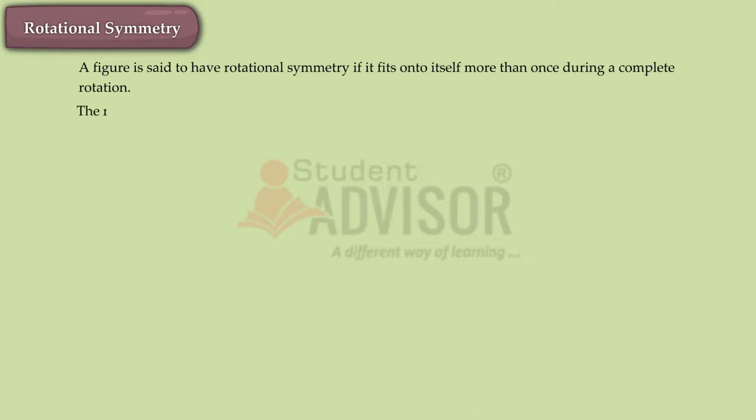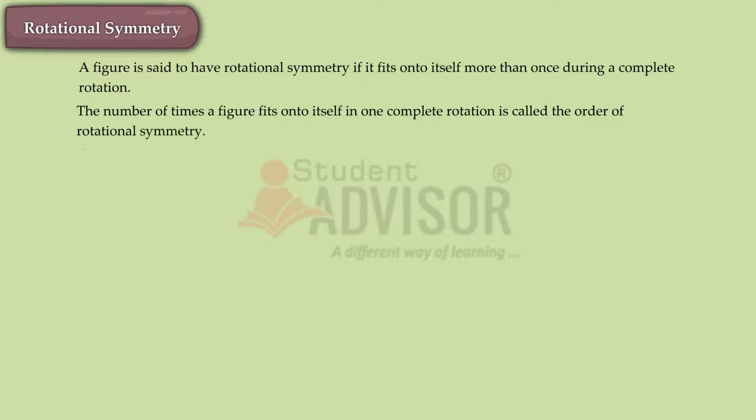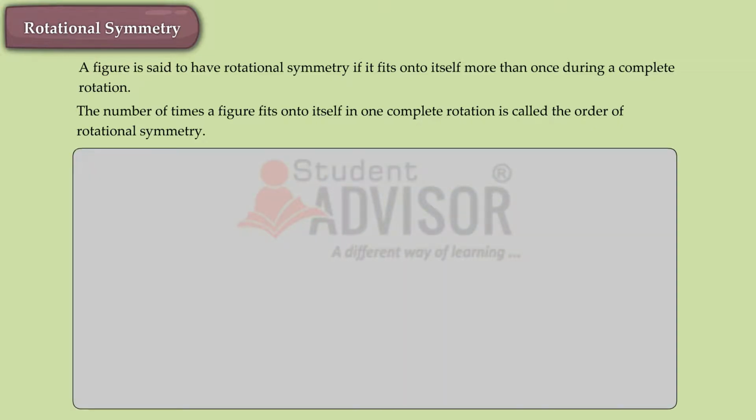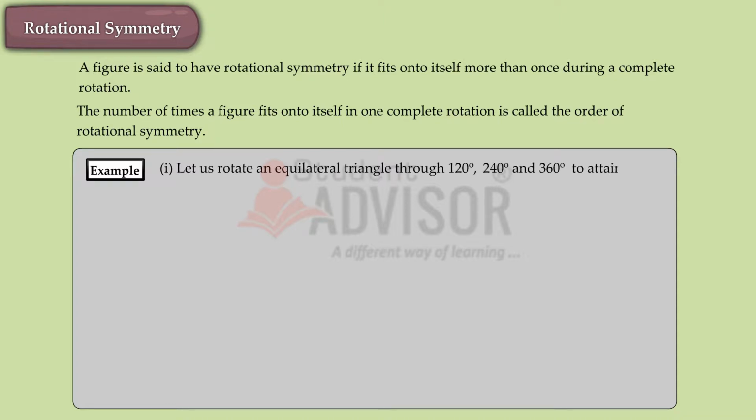Rotational symmetry. A figure is said to have rotational symmetry if it fits onto itself more than once during a complete rotation. The number of times a figure fits onto itself in one complete rotation is called the order of rotational symmetry. Example: let us rotate an equilateral triangle through 120 degrees, 240 degrees and 360 degrees to attain the positions shown in figures.